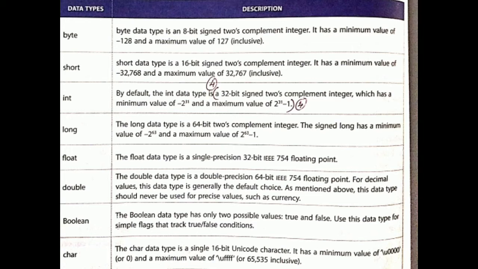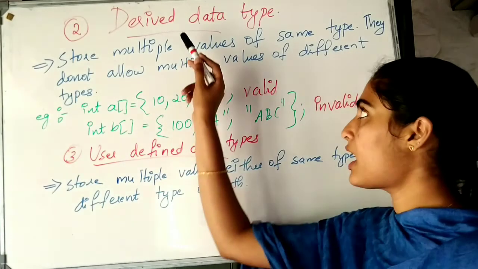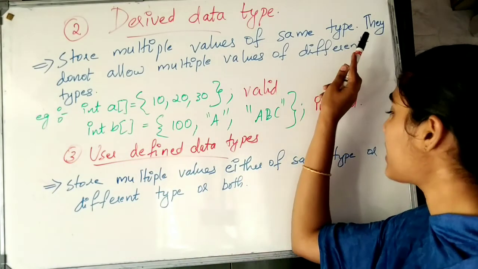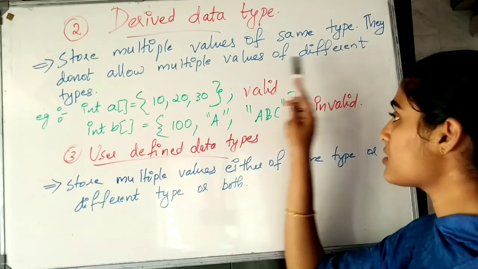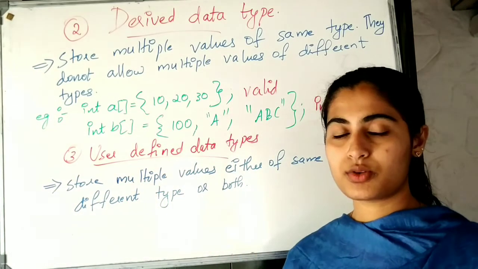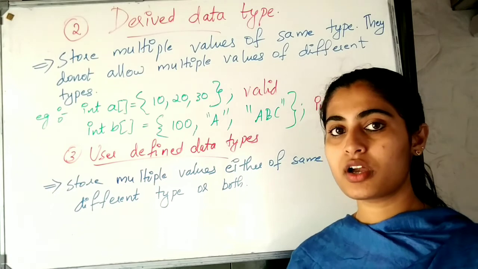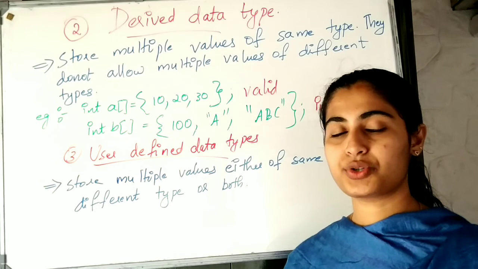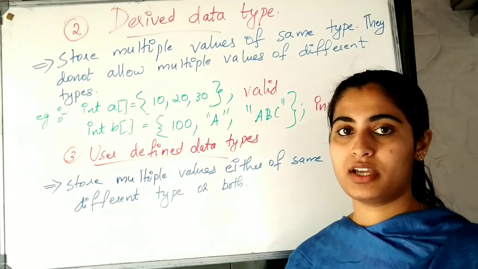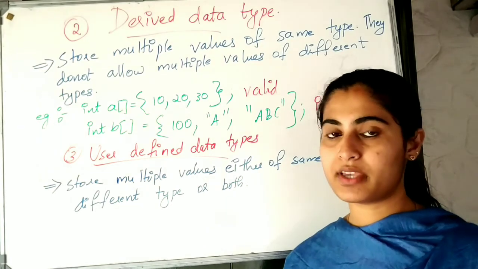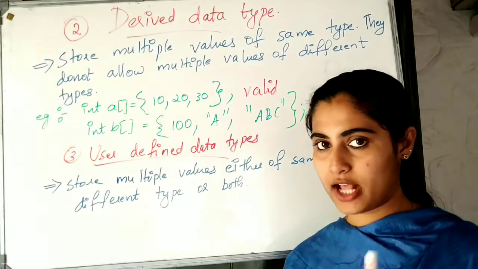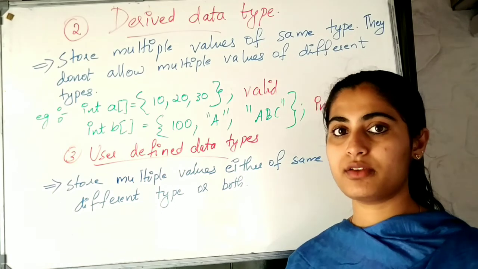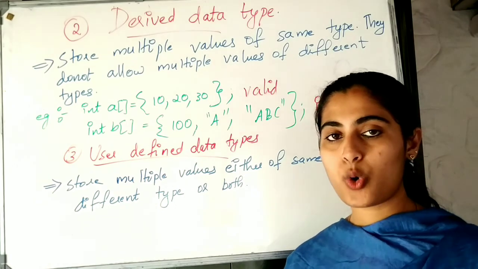Okay. Second data type is derived data type. They store multiple values of same type. They do not allow multiple values of different types. So in derived data type we can store multiple values, but the condition is that all the values should be of same type. In fundamental or primitive data type we have studied that they can store only one value at a time.